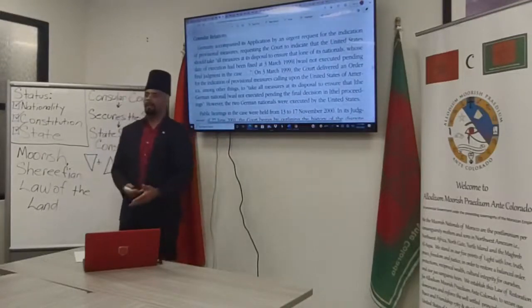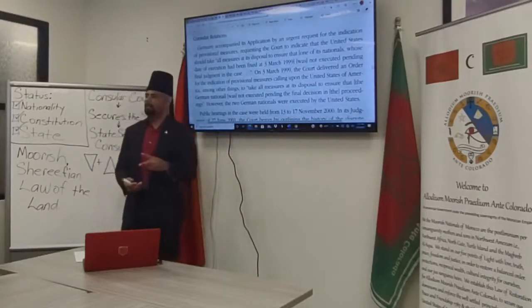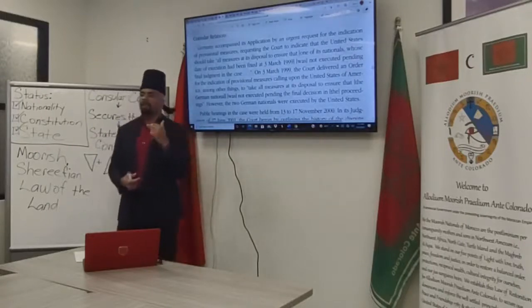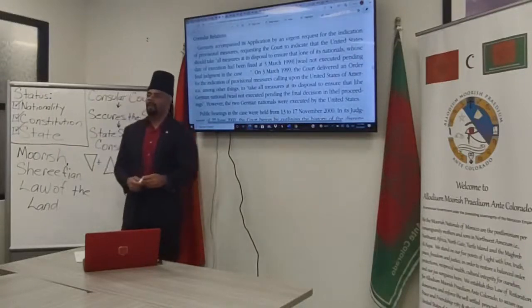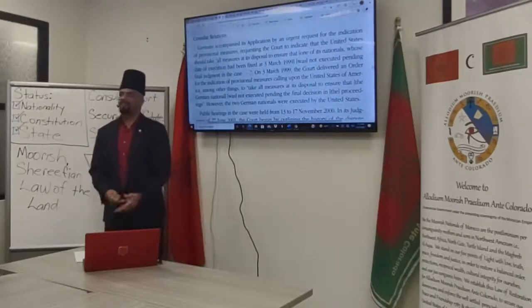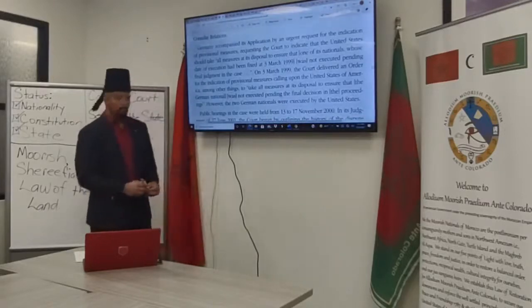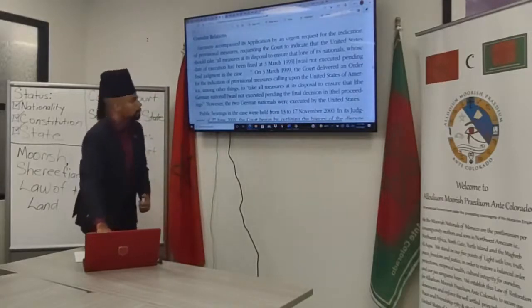They're making distinctions. That's why I always say, two separate entities, don't get them confused. Because the ICJ, the international community, knows they're two separate entities. It's just that us Moors, who are just not waking up in our consciousness, are just not learning this. But the international community knows this. What's the second point I want to make?